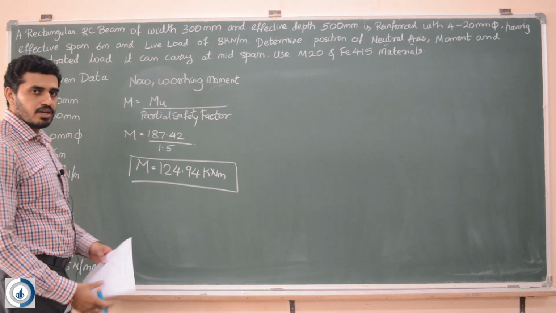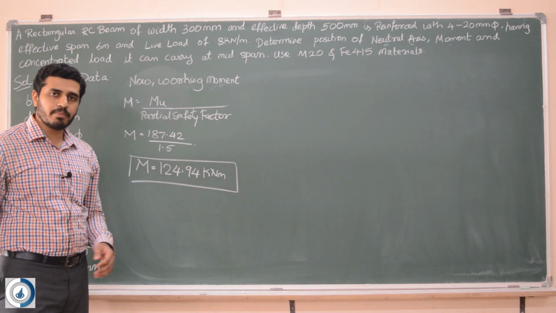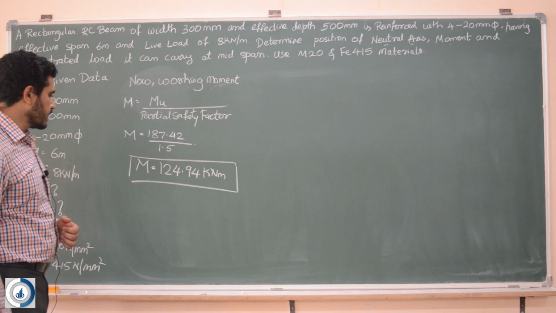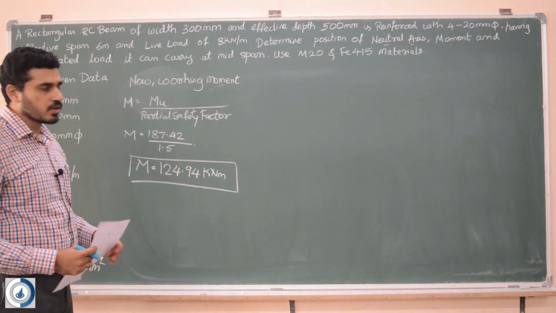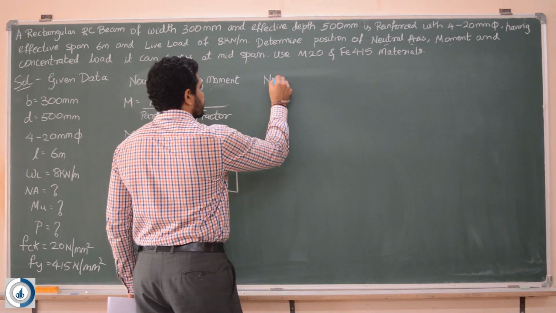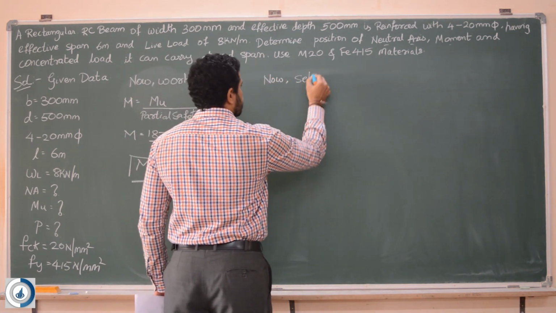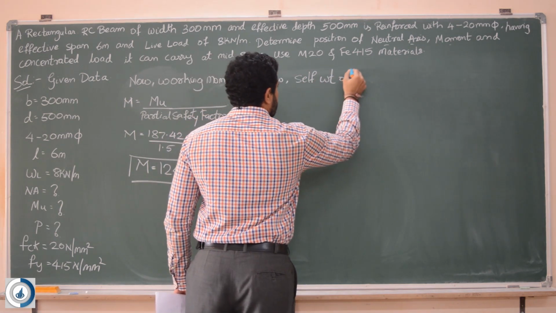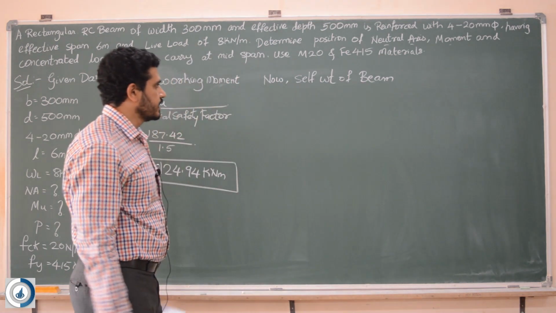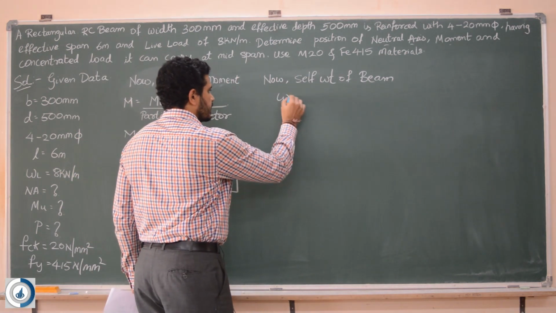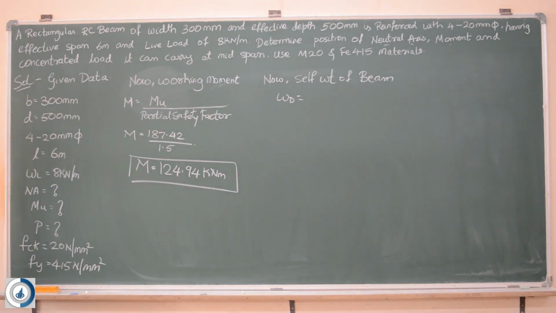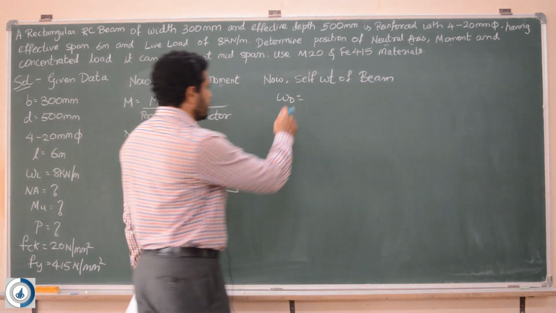So this is our working moment, and based on this working moment we will be calculating the point load. After this we need to calculate the self weight of the beam, which is also known as dead weight of the beam. We will denote it as WD. D stands for dead load, and here we had taken WL, which is live load.